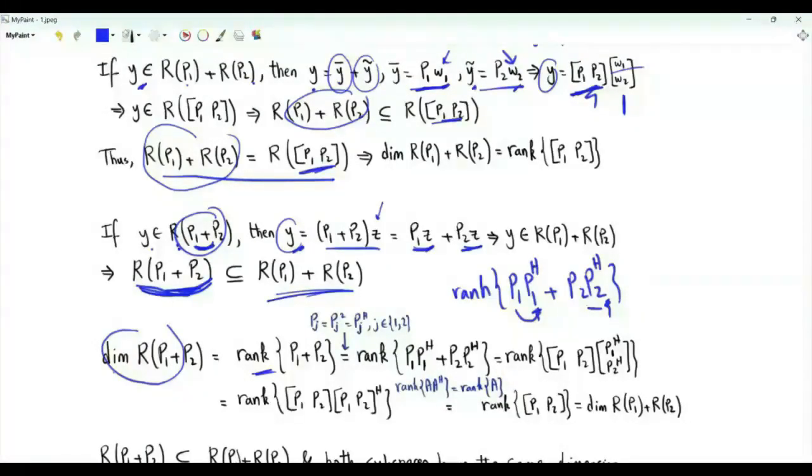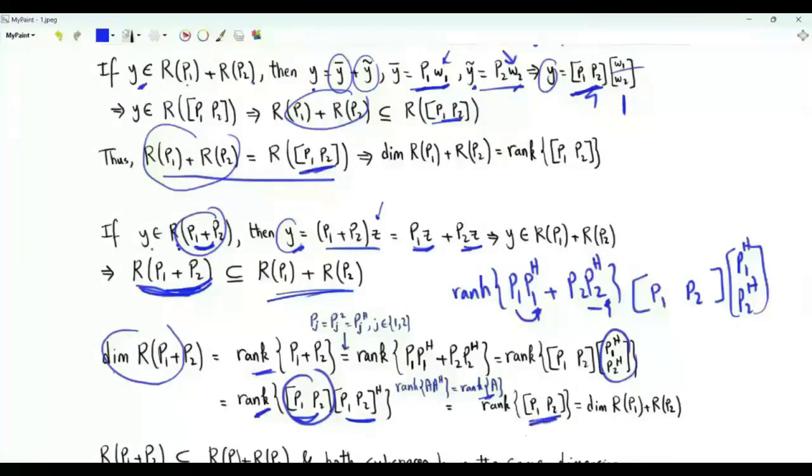The matrix P1 P1 Hermitian plus P2 P2 Hermitian can be written as the n by 2n matrix with submatrices P1 and P2 multiplied by its Hermitian, which is of size 2n by n. If we have a general matrix A, the rank of A is equal to the rank of A Hermitian, is equal to the rank of A Hermitian A, is equal to the rank of A A Hermitian. We have here the rank of the matrix times its Hermitian, which is this 2n by n matrix. So the rank is exactly equal to the rank of this matrix. We have established that this rank is the dimension of this subspace.